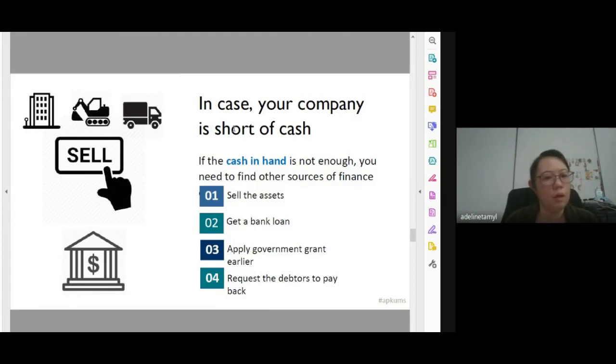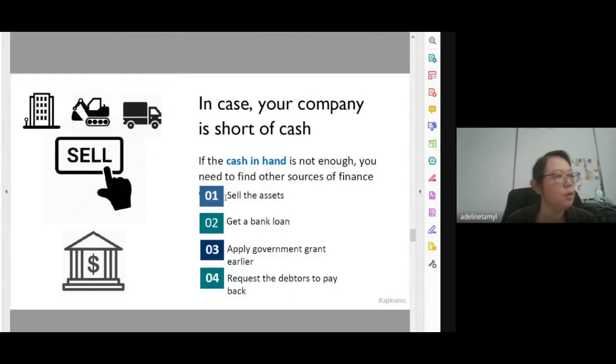Okay, so sometimes the company might be facing a problem when they don't have enough money to pay the workers, or don't have enough money to buy raw materials. What can they do? Okay, what can they do? So these are some of the ways that they can do.